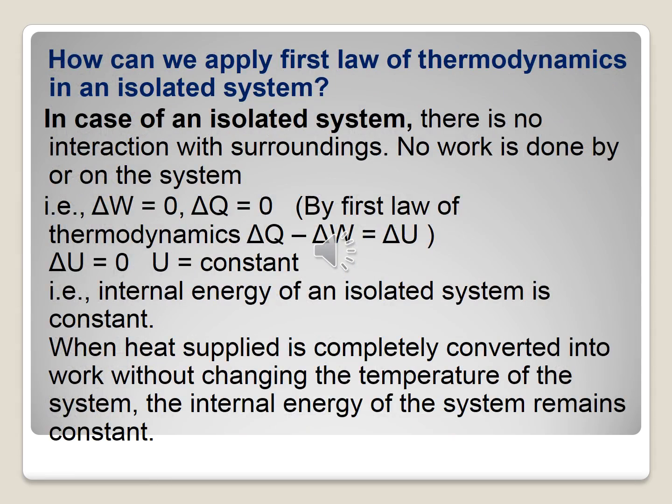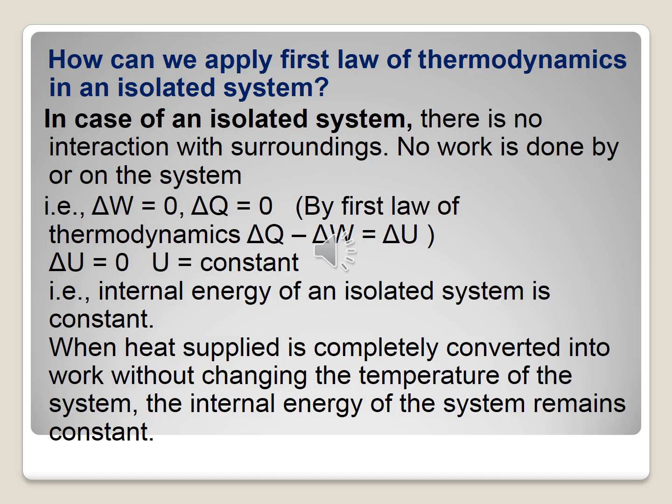How can we apply the first law of thermodynamics in an isolated system? In case of an isolated system, there is no interaction of the system with surroundings. So, no work is done by or on the system. That is, delta W is equal to 0. As there is no interaction of the system with surroundings, delta Q is also equal to 0. By the first law of thermodynamics, delta Q minus delta W is equal to delta U, and as delta Q and delta W are 0, delta U is equal to 0. So we can say that U will be a constant. Then the internal energy of an isolated system is always constant.